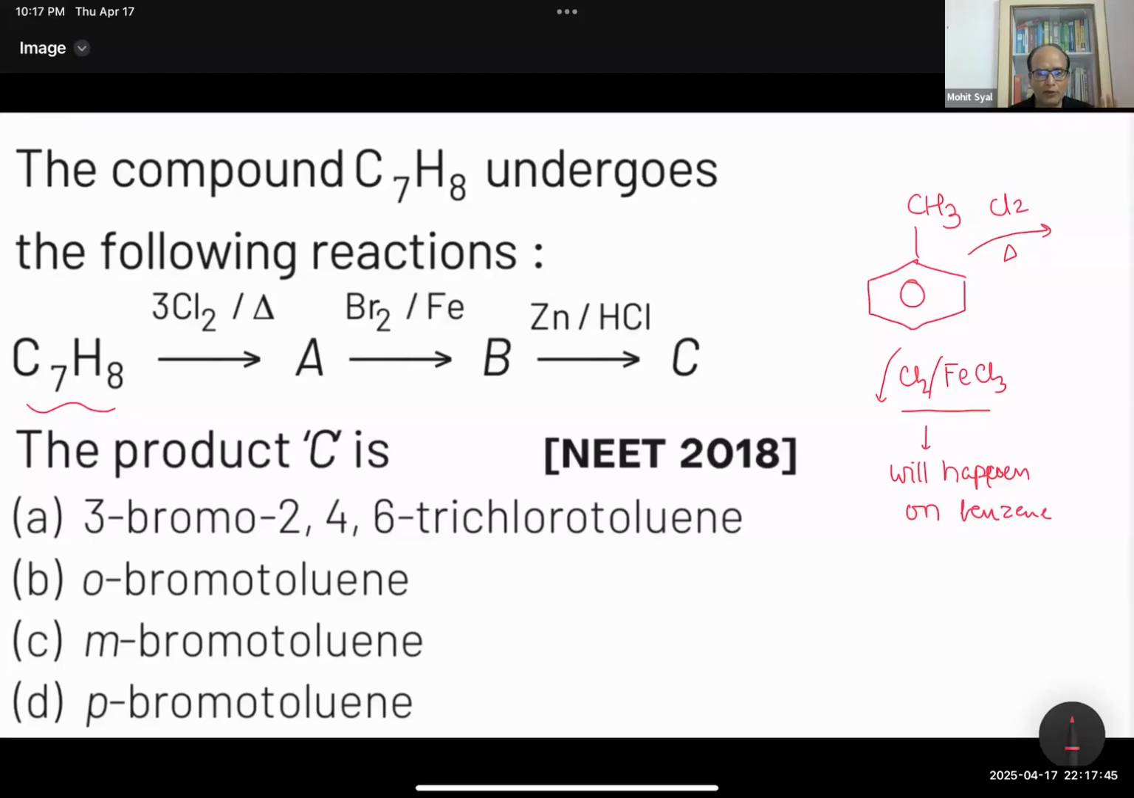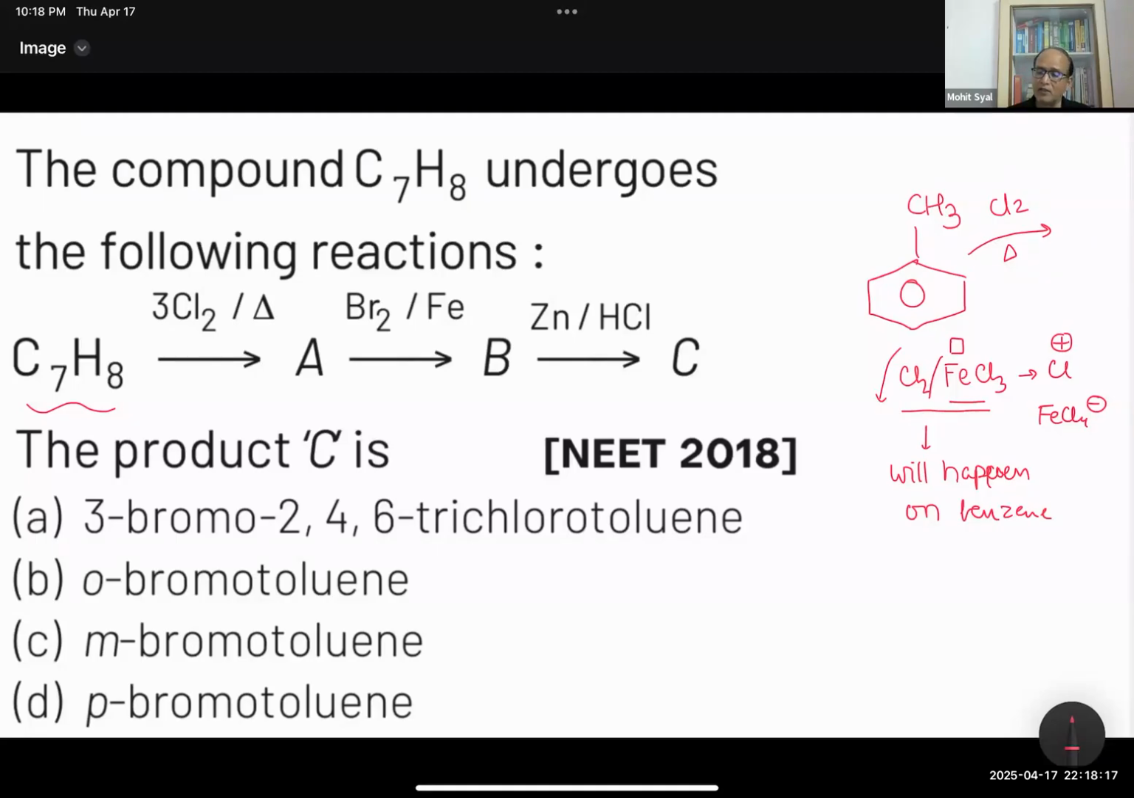With FeCl3, this will happen on the benzene ring, at the ortho and para positions. Just now we discussed that methyl is ortho-para directing. FeCl3 is a Lewis acid, it has a vacant orbital. I have put a box to represent it. It will take away the Cl minus, and you have Cl plus and FeCl4 minus. This Cl plus will go and get attached to the ortho and para positions on the benzene.